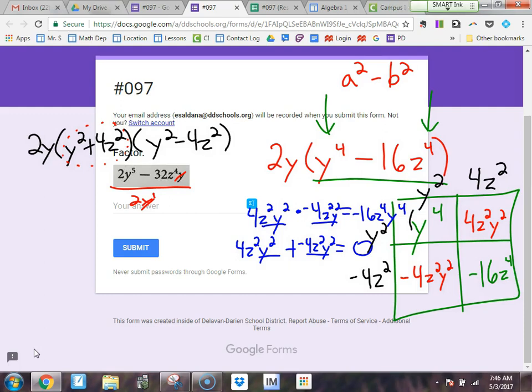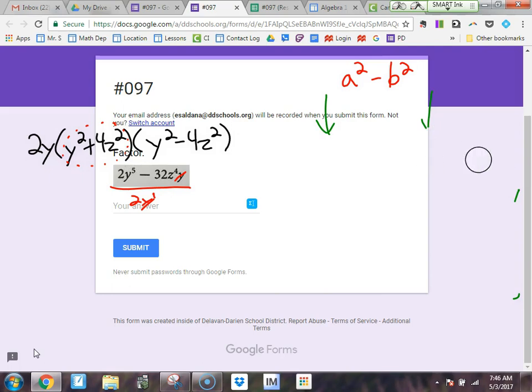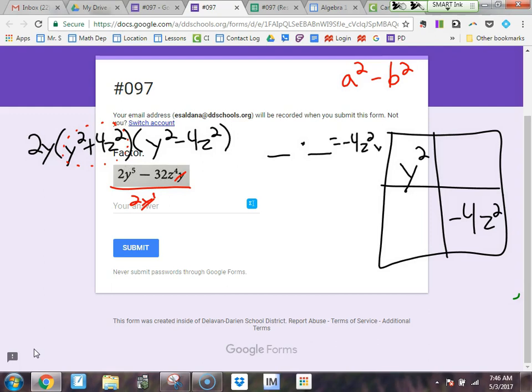And we're going to redo. Hopefully you've rewritten this already. We are going to redo another box with the y squared and the negative 4z squared. This will be the last box that we do right here. Hopefully this won't take us too long. Y squared here, negative 4z squared here. Two numbers that will multiply together to give me the multiplication of these two, that's negative 4z squared, y squared, and they would add, again, to give me 0.